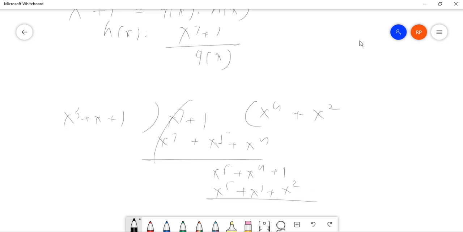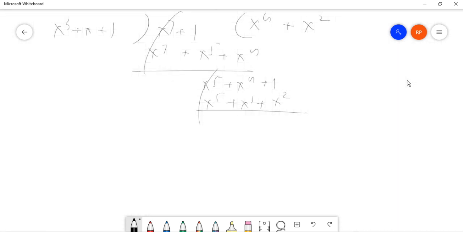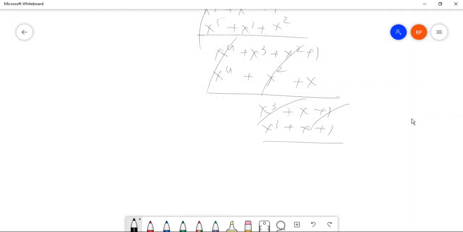Then here x raised to 5 will get cancelled, and we get x raised to 4 plus x raised to 3 plus x square plus 1. Next time I need only x. So if I take x, then it is x raised to 4 plus x square plus x. So x raised to 4 is gone, x square is gone, and we get x cube plus x plus 1. Next time I need only 1, because it is the same: x cube plus x plus 1. So everything will get cancelled, and finally I am going to get a value 0.